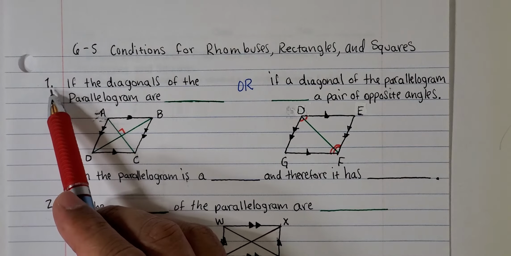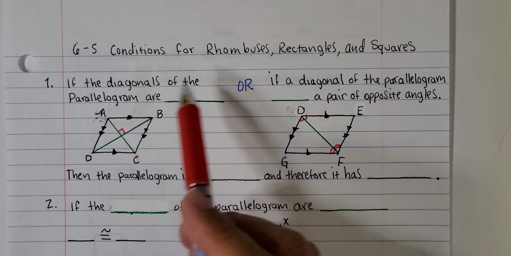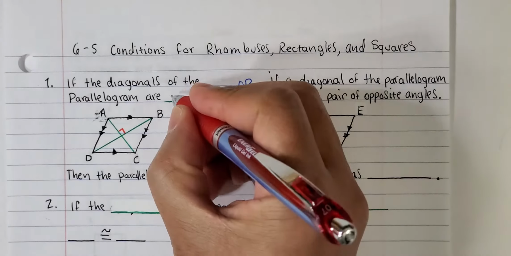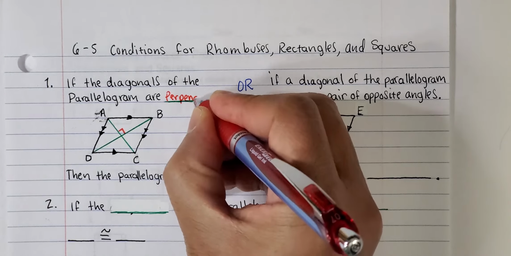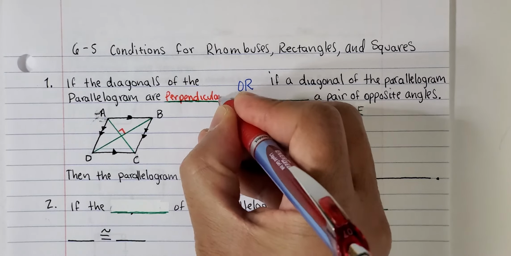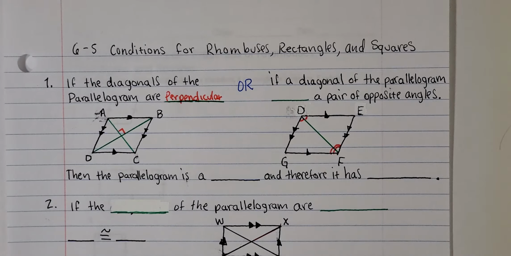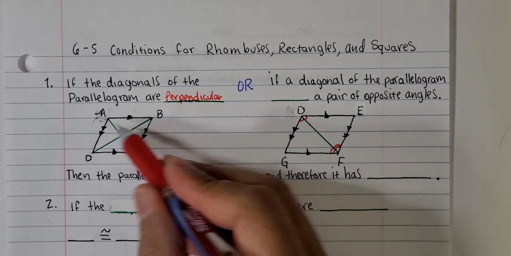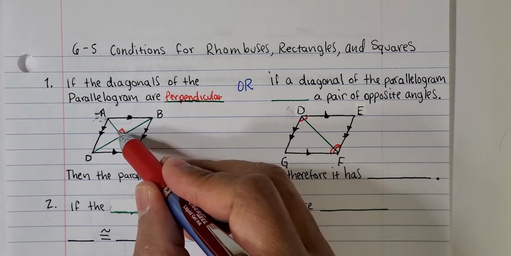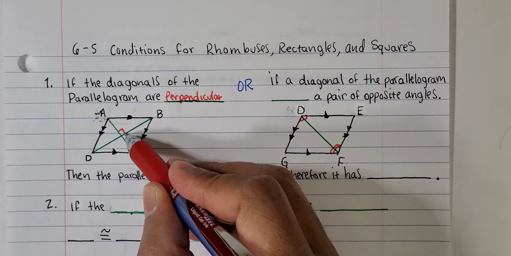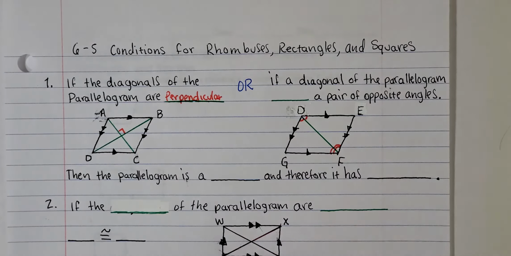So property number one, if the diagonals of the parallelogram are perpendicular, okay, that's one. As you can see in this diagram, when the diagonals intersect, they form a right angle at the intersection. So if you see this, that's one condition.